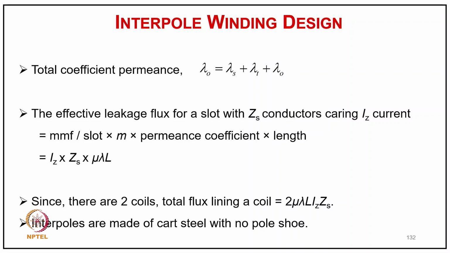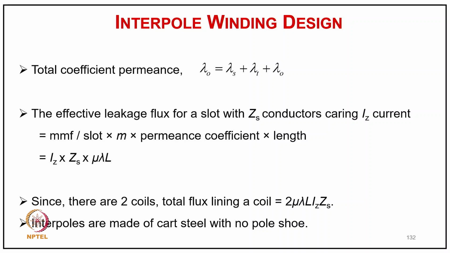So total permeance coefficient is lambda equal to lambda S plus lambda T plus lambda O. The effective leakage flux for a slot with Z as conductors carrying the IZ current will be MMF divided by reluctance, that is IZ into ZS into mu into lambda L. And since there are two coils, the total flux linkage will be 2 into mu lambda L IZ.